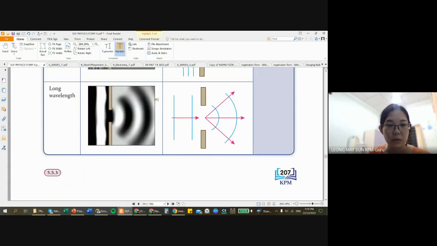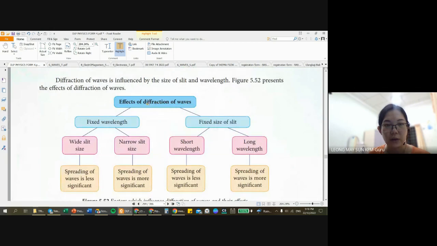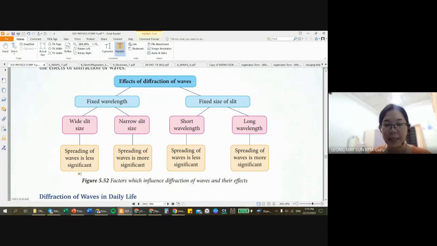So that is for diffraction. Diffraction of wave is influenced by the size of the slit and the wavelength. So for the effect of diffraction of wave for a fixed wavelength, if you use a wide slit, where the size of the opening is very big, it will spread less, a less significant diffraction pattern.